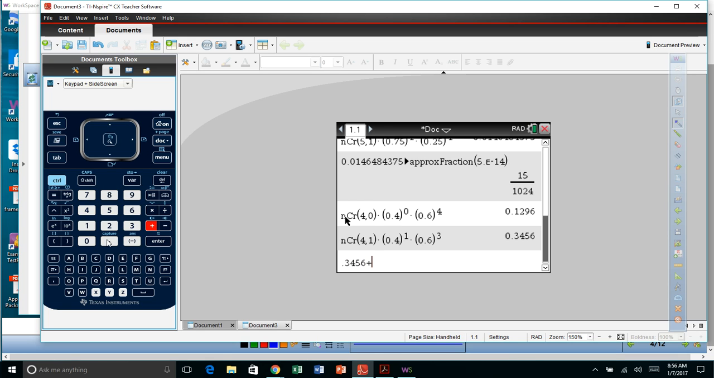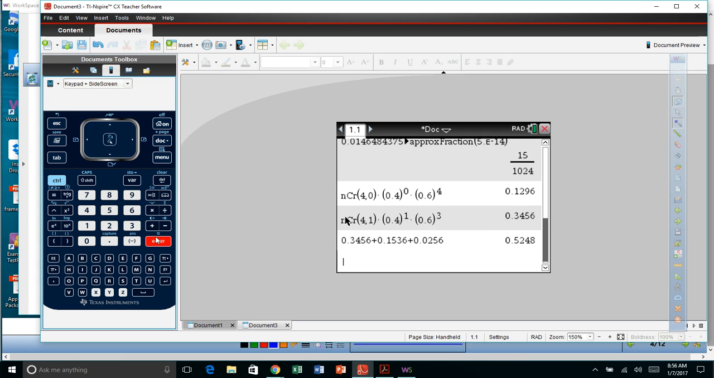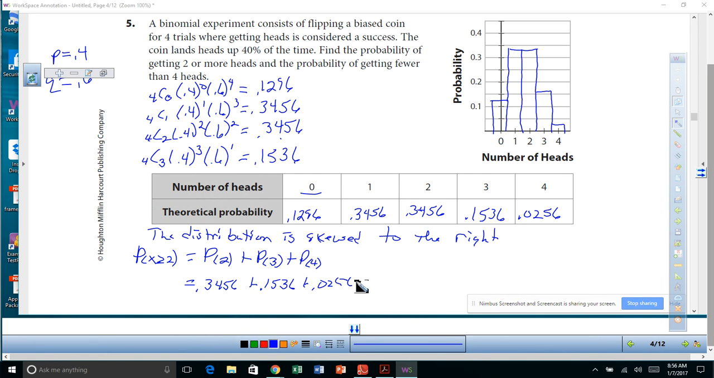0.3456 plus 0.1536 plus 0.0256, and that's 0.5248. So that equals 0.5248.